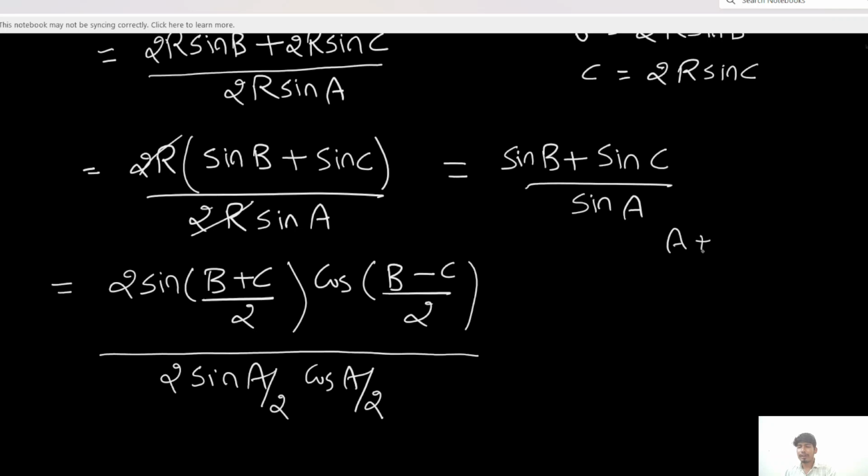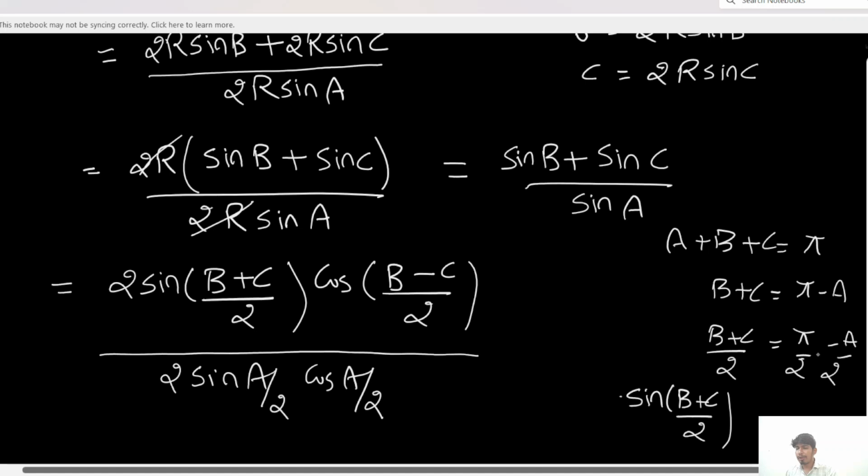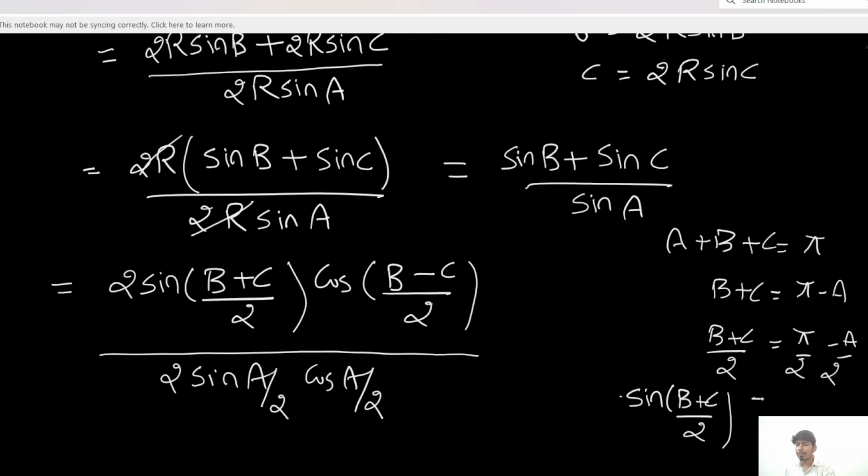First see, if A plus B plus C is pi, then B plus C is pi minus A. Then B plus C upon 2 is pi upon 2 minus A upon 2. Then apply the sine function. Sine of (B plus C) upon 2 is sine of (pi by 2 minus A upon 2), and we know the sine function changes on pi by 2, so this becomes cos of A upon 2. This value is equal to cos A upon 2. Then can we write this one?